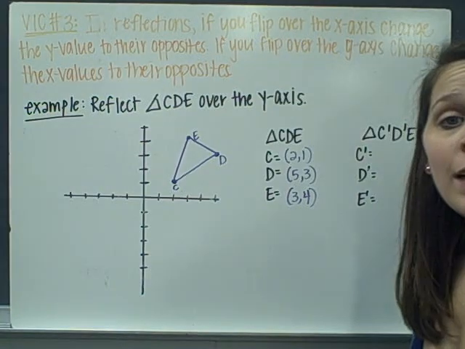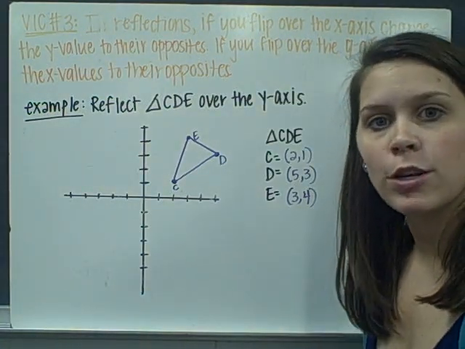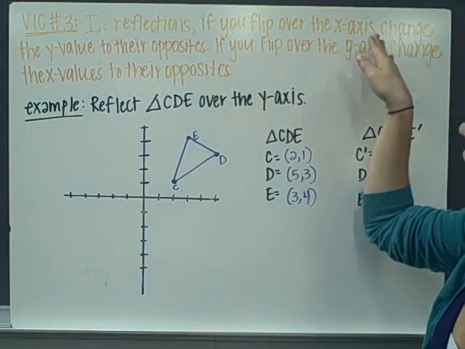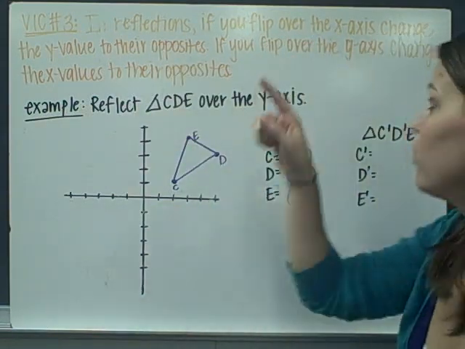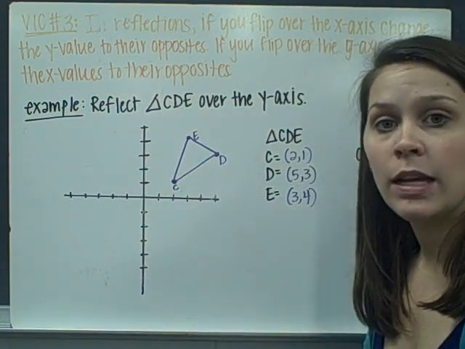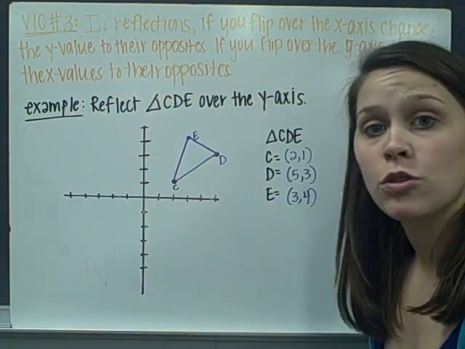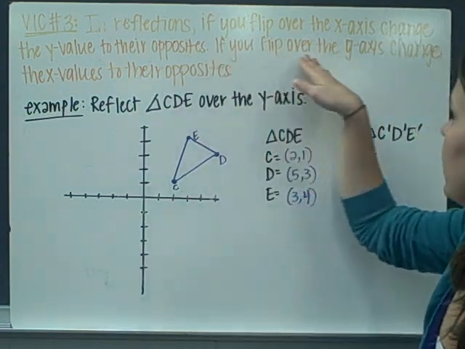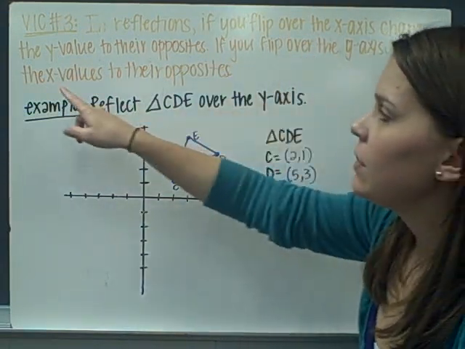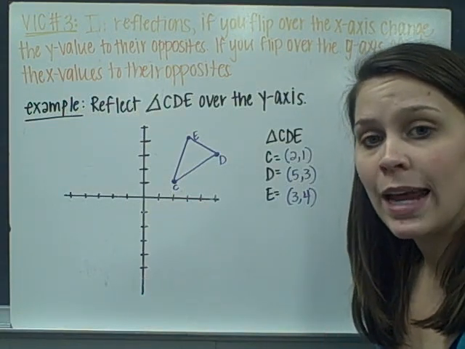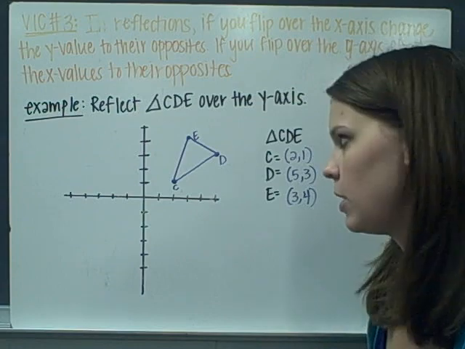So let's look at big number 3, which is dealing with reflections. So it says in reflections, if you're taking that image and you flip over the x-axis, then the y values change to their opposite. So if all your y values are positive, now all your y values are negative. If you flip over the y-axis, then the x values change to their opposite sign. So if they were negative, they're now positive, and vice versa.